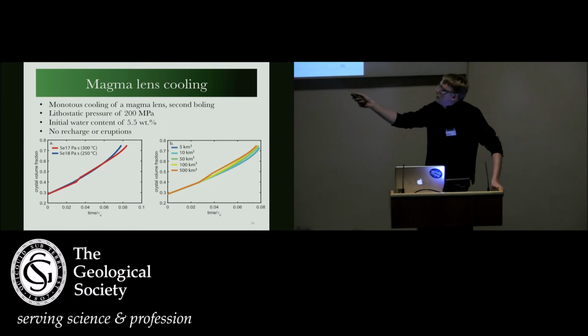Another thing that I want to point out is the different scenarios we're going to look at. We have these two scenarios. The blue curve is a cooler, colder crust, and the red curve indicates a more mature reservoir. And here on the right-hand graph, we just look at the different sizes of the magmatic lens, from 5 cubic kilometers to 500 cubic kilometers.